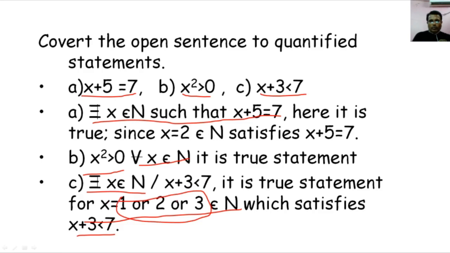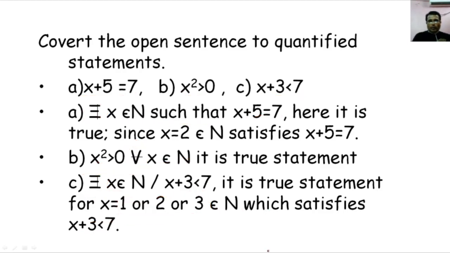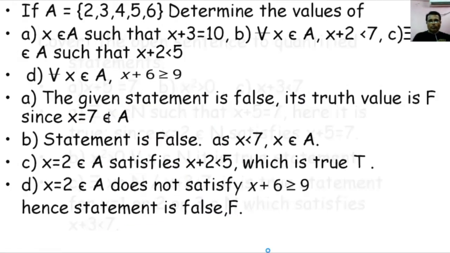In this way you can convert any open sentence into a quantified statement by using different types of quantifiers. Here we have used there exists, here we have used for all, here we have used again there exists. In this way you can use different types of quantifiers to convert open sentences into quantified statements. Next example clears the idea about quantifiers briefly.